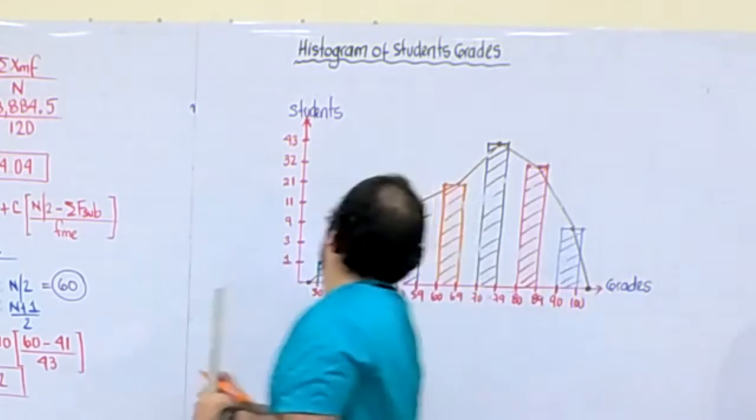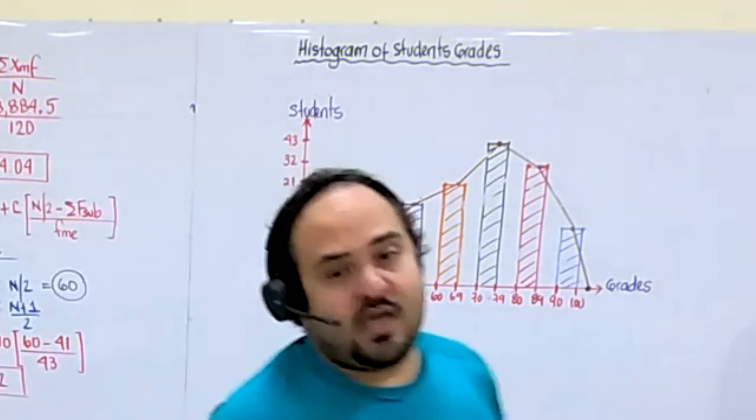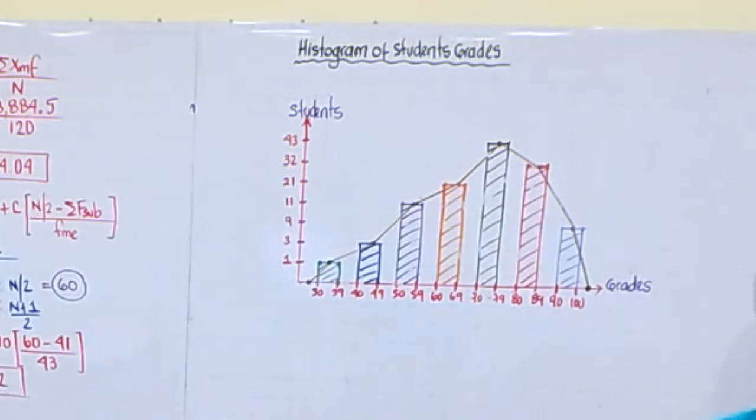And that's it. We are creating the histogram and the polygon of frequency. Remember, every time they want to graph the polygon of frequency, the middle point between every histogram or graph bar will be represented by the class mark, okay?